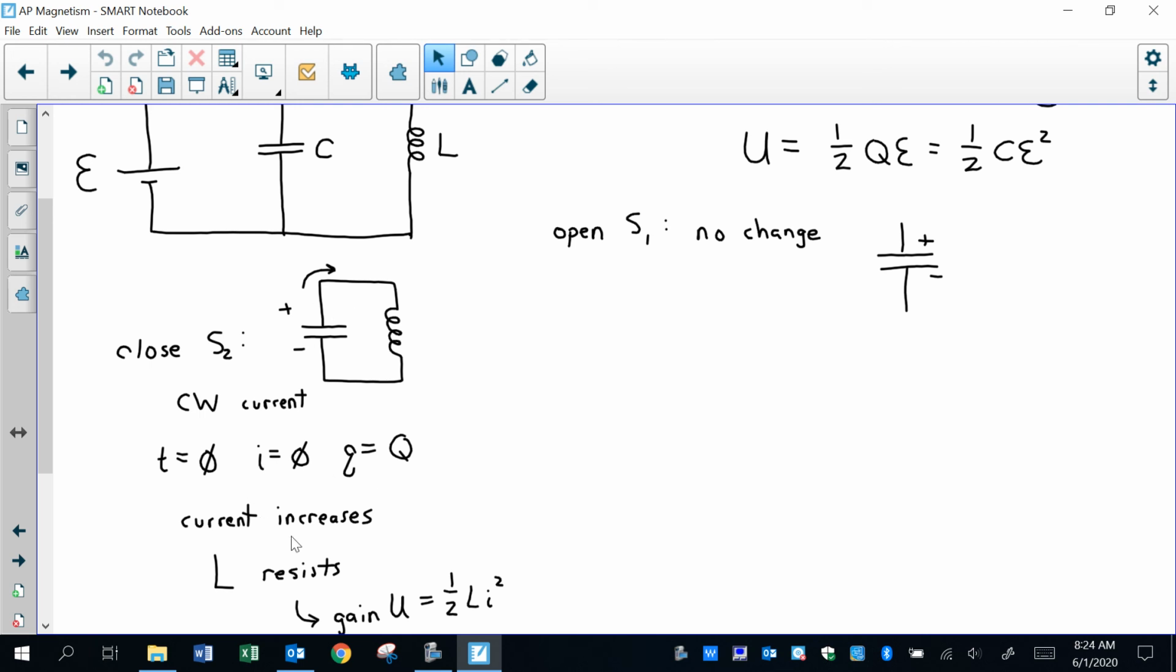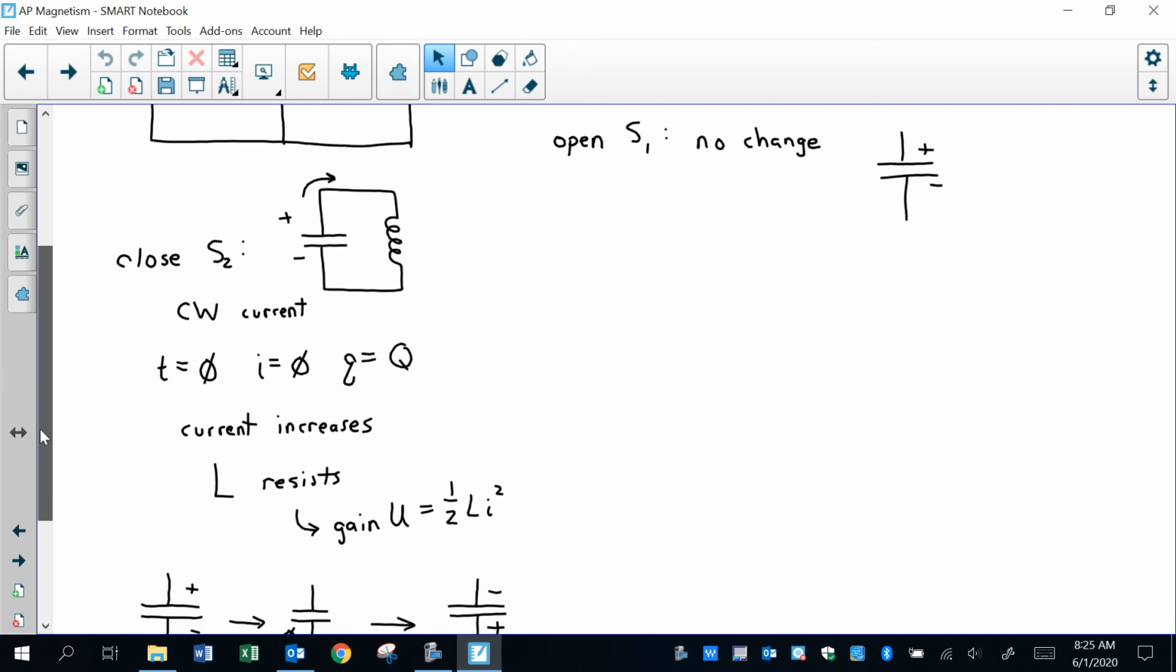The current is going to increase even though the inductor is going to resist it. Our current is going to increase, and that increase in current is coming from the energy that we had stored up from our battery going into the capacitor. Now that energy, as those charges move through the inductor, that inductor is doing work on those charges. It's gaining its own energy. So this energy is turning into this energy down here.